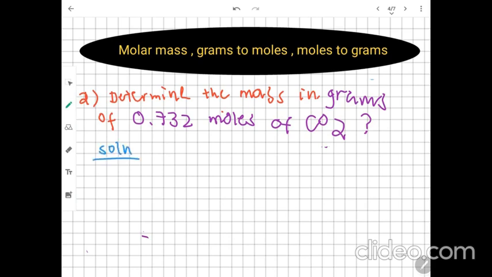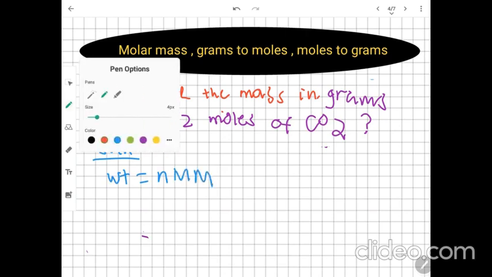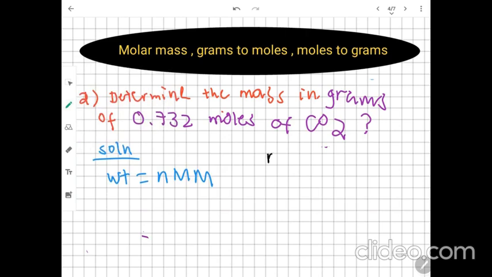So for our carbon, let's first get the formula. Weight is equal to n times molar mass, and given here you have a given n. Your n value here is 0.732 moles. And for your molar mass, we need to locate first the carbon followed by your oxygen. For your molar mass, first let's get the atomic mass of your carbon.